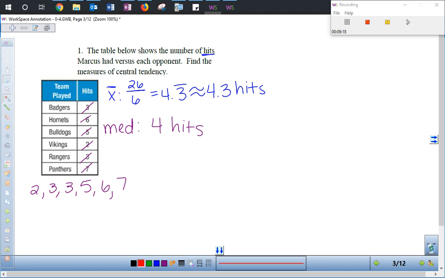And finally, the last thing that we need to find is the mode. And the mode is what occurs most often. So if you'll look, we have 2, 3, 3, 5, 6, 7. 3 is what occurs more than once. 2 occurs one time. 5 occurs one time, 6 and 7 both occur one time, so 3 is what occurs the most often, so the mode is 3 hits. And just a reminder, you can have more than one mode. You can sometimes have no mode, and that's okay.